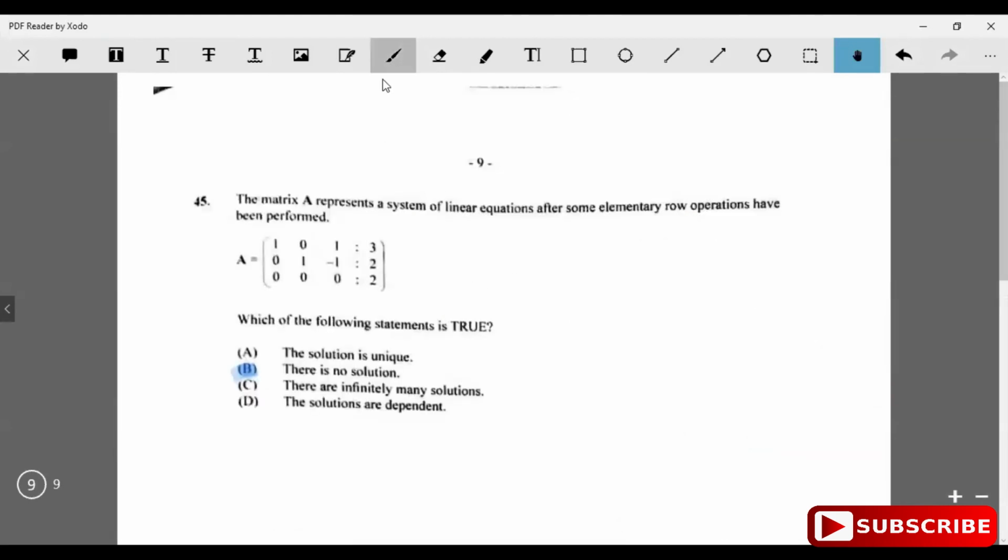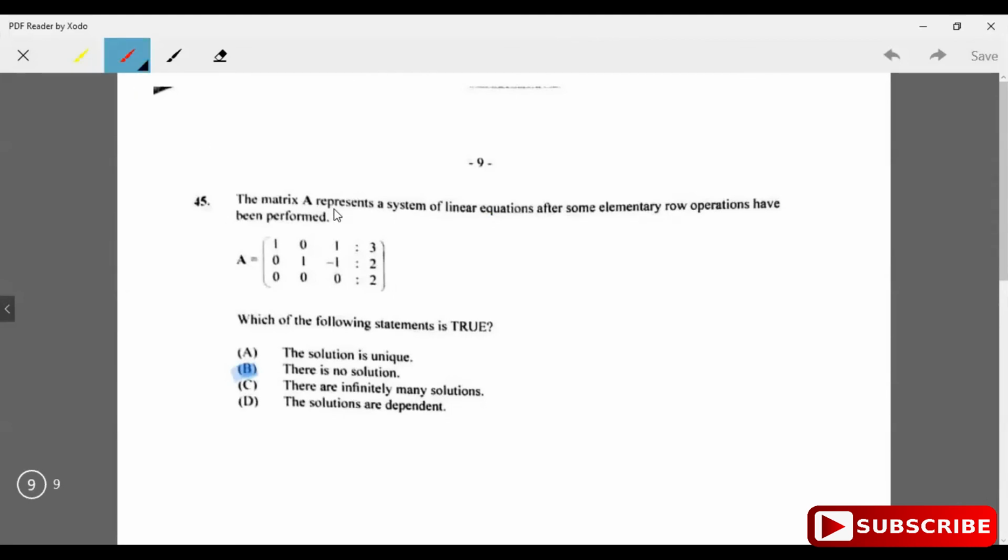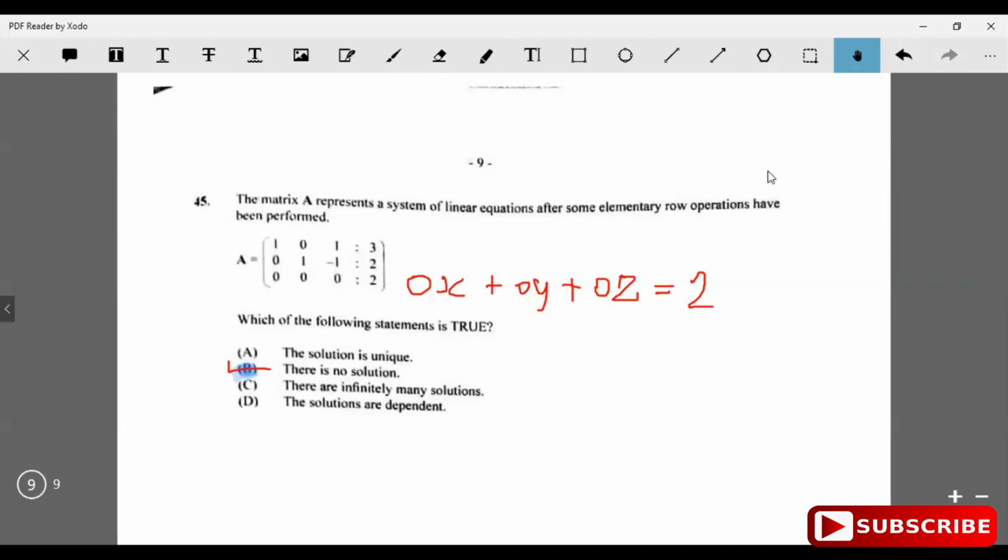Finally, this question asks us about the matrix A, which represents a system of linear equations that undergoes some elementary row operations. No solution, and that's because the last row we have 0x plus 0y plus 0z equal 2. We cannot have nothing plus nothing plus nothing and get 2. That's not possible. So that is beta, the answer. If the 2 was replaced with a 0, then it would be infinitely many solutions. And if one of the zeros was replaced with like a 2, then it would have been a unique solution.